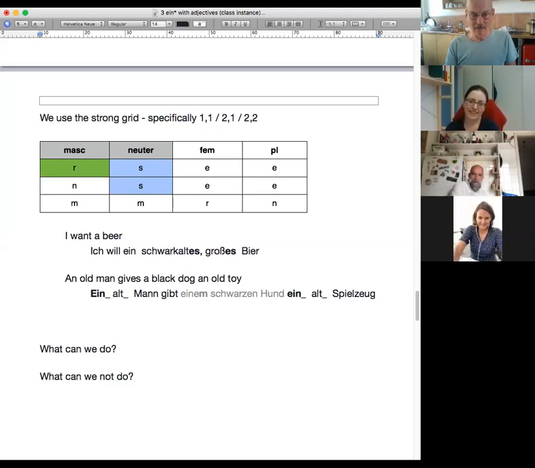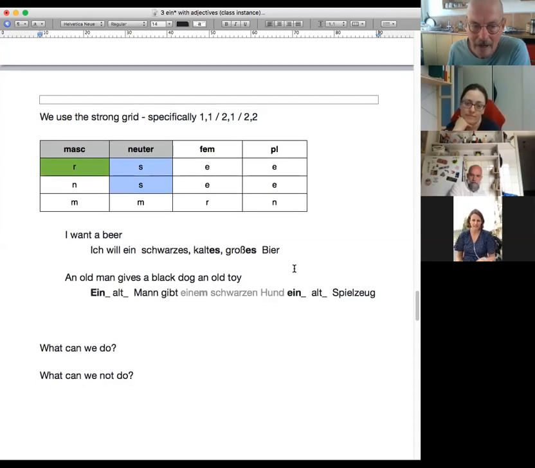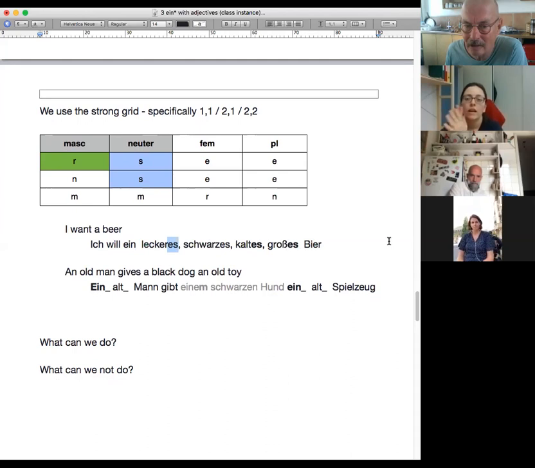Now, what's this going to be? Schwarzes. Schwarzes, kaltes, großes Bier. Ich will ein leckeres, schwarzes, kaltes, großes Bier. Exactly, thank you. Lecker, leckeres. The point is, it's row two, a neuter thing, and the adjectives are all the same. You've heard this in the beer garden: ich will ein kaltes Bier.